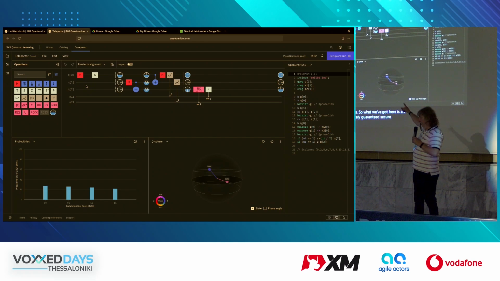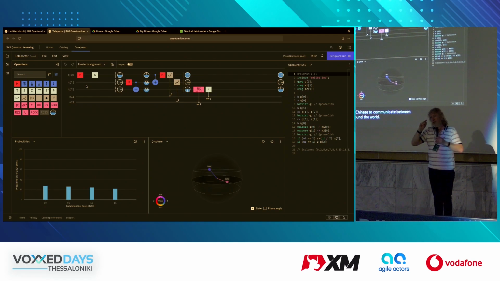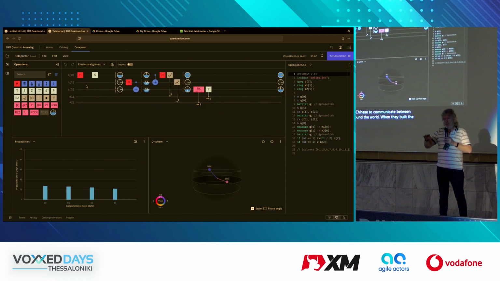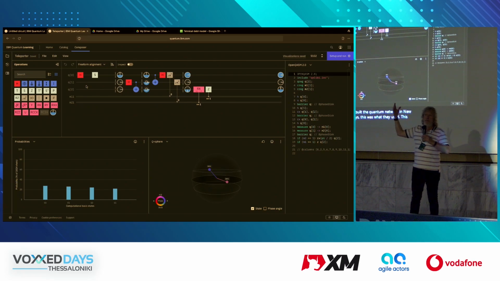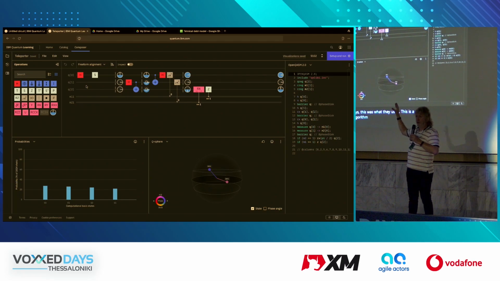And in fact, it's this technology that's being used by the Chinese to communicate between their embassies around the world. When they built the quantum network in New York, in the subways, this was what they used. This is a genuinely useful algorithm, and you can see it's quite a small one. You don't need a great deal of computer power in order to make it.